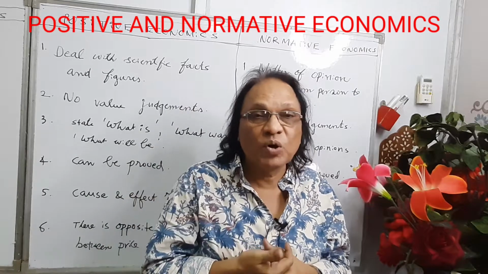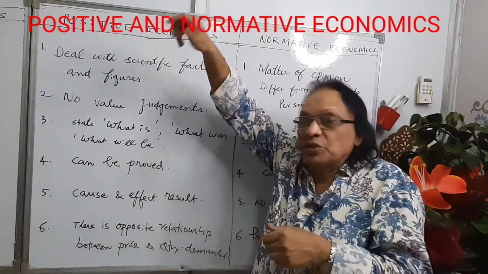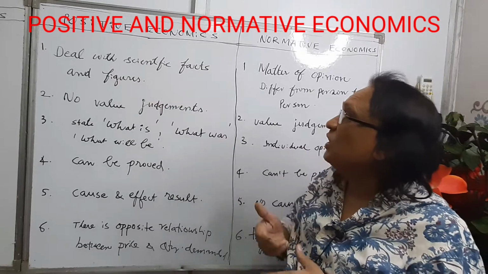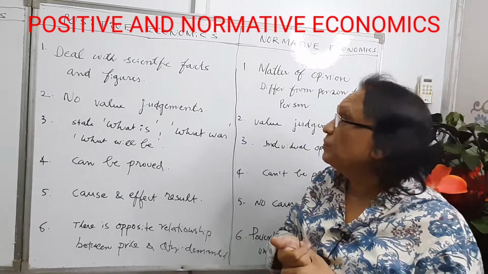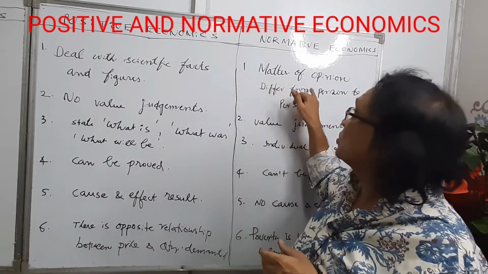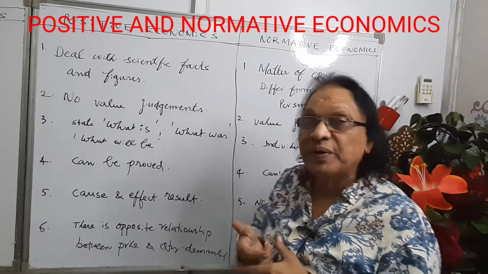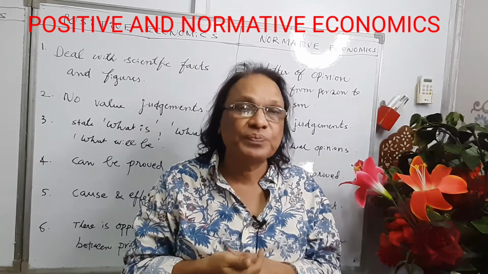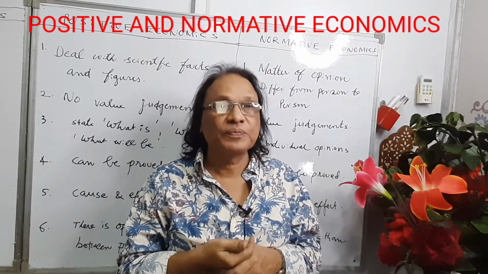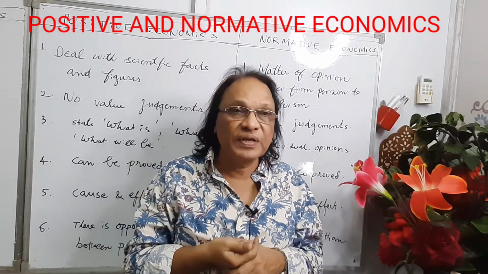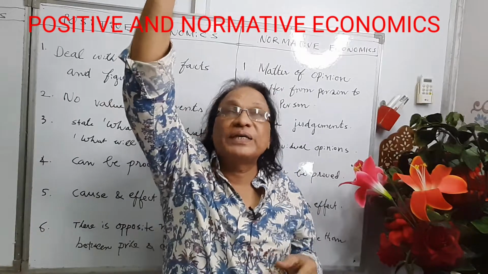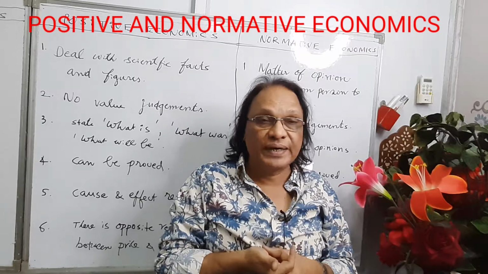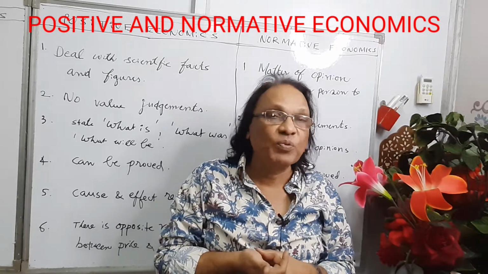So now let's talk about positive economics and normative economics. The first point, as I told you, positive economics deals with scientific facts and figures. Normative economics is a matter of opinion. It differs from person to person. What exactly is positive economics? Scientific facts and figures. We can always say, in economics, if the price of a commodity goes up, obviously the demand for the commodity comes down. You all agree to that. There's no two opinions about it.